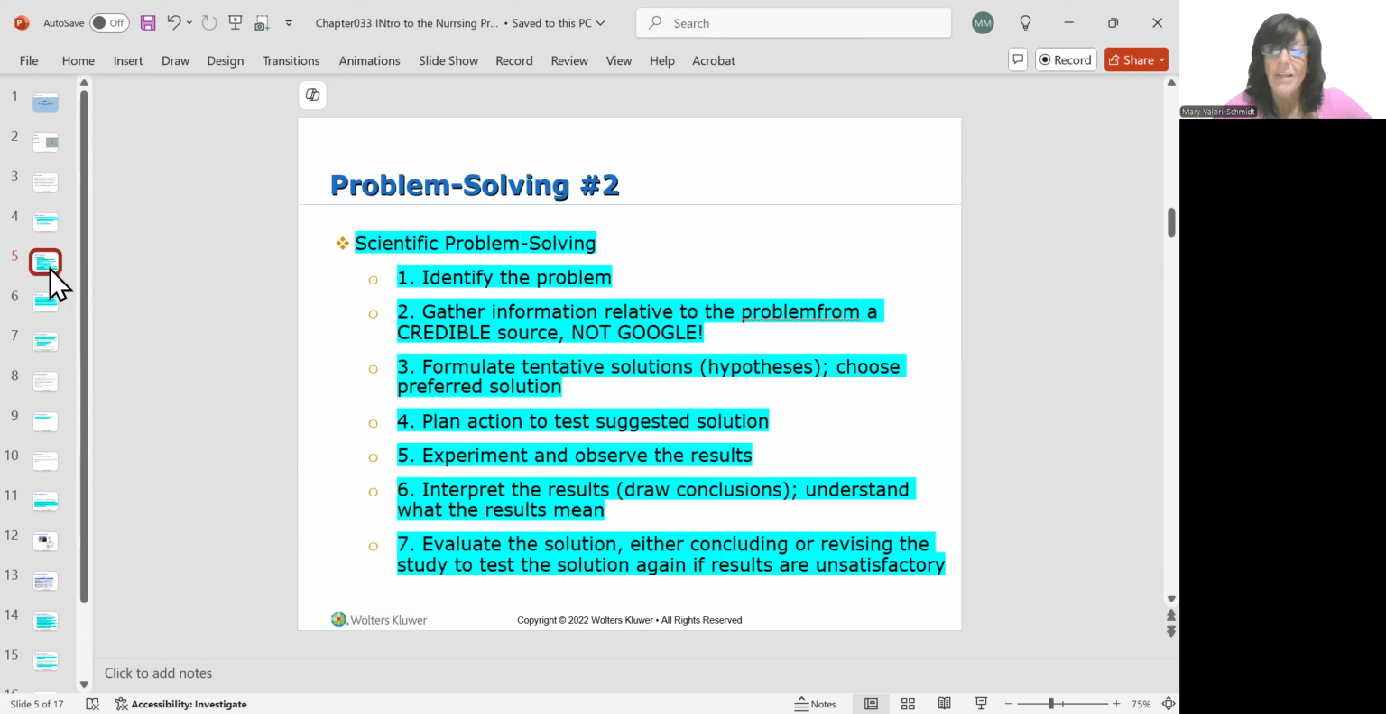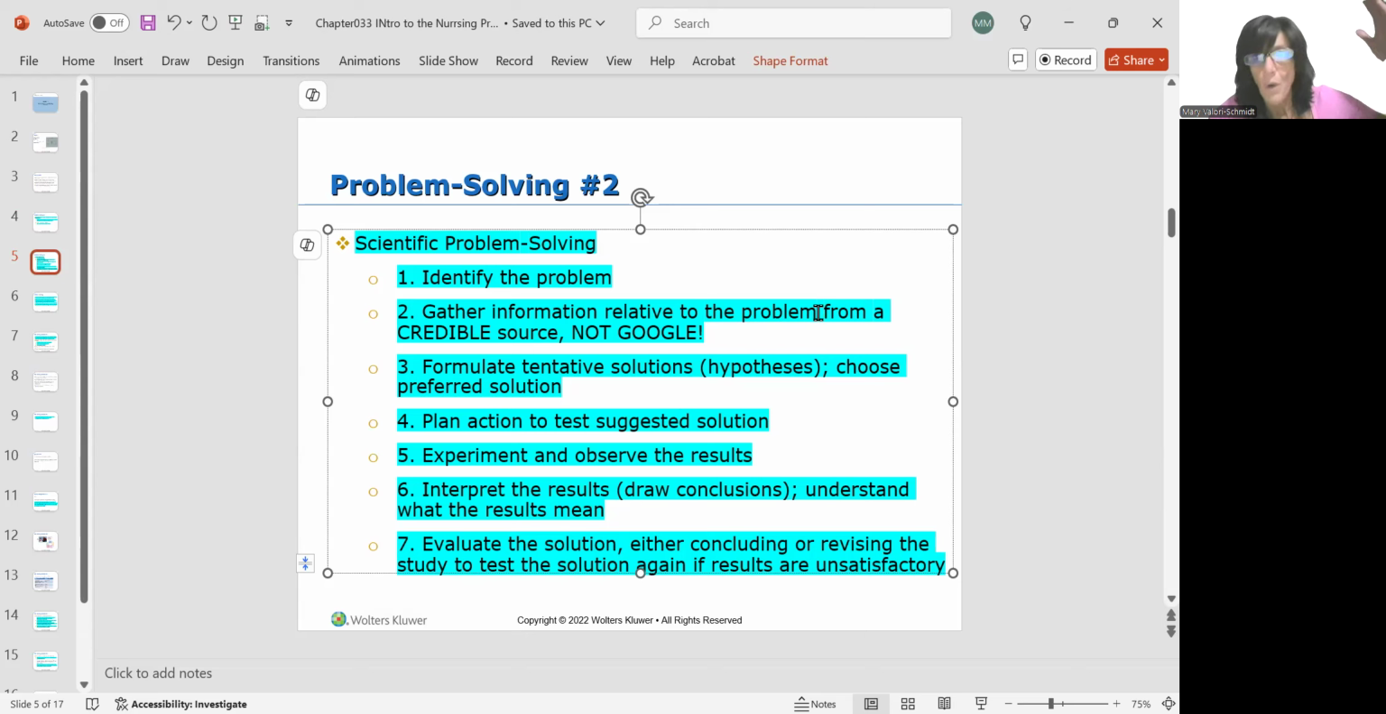So, problem solving, please know these steps to problem solving. So, first, you have to identify the problem. Then you have to gather information that's relative to the problem, but it's got to be from a credible source, not Google. Google is a library. Google will give you a bunch of responses to whatever you put in that search bar, but it doesn't mean that the first one that pops up is actually a credible source. So you have to learn to know what sources are credible and what sources are not.